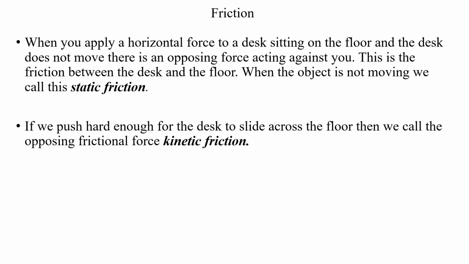So let's review quickly a couple of the concepts from the last video. If I apply a horizontal force to a desk sitting on the floor and the desk doesn't move, that means there's an opposing force acting against me. This is the friction between the desk and the floor. When the object is not moving, we call this static friction. Now, if I push hard enough for the desk to slide across the floor, then the desk and the floor are moving against each other. We call this opposing force the kinetic friction.